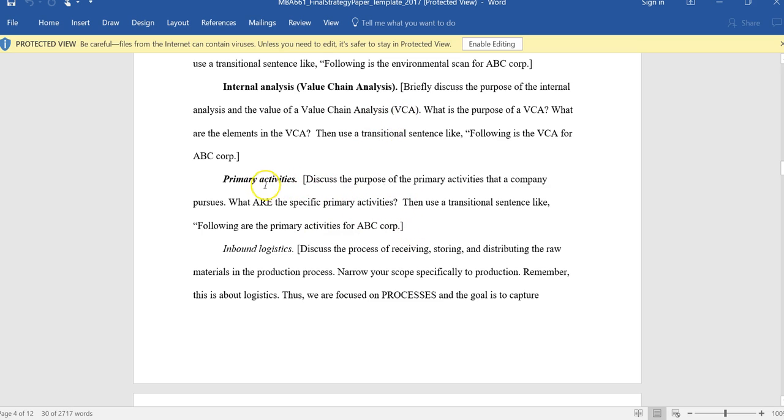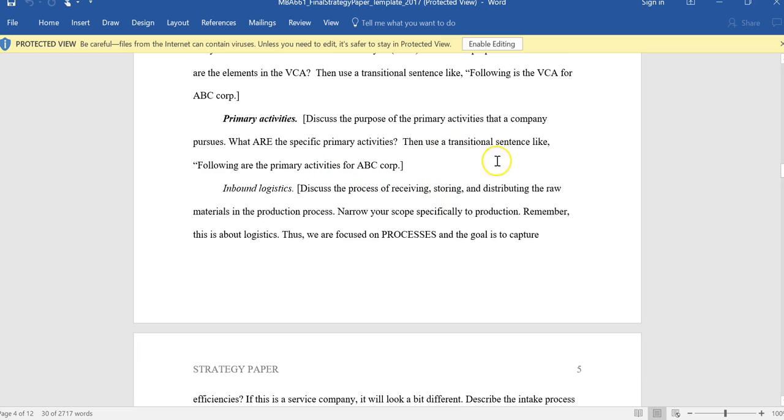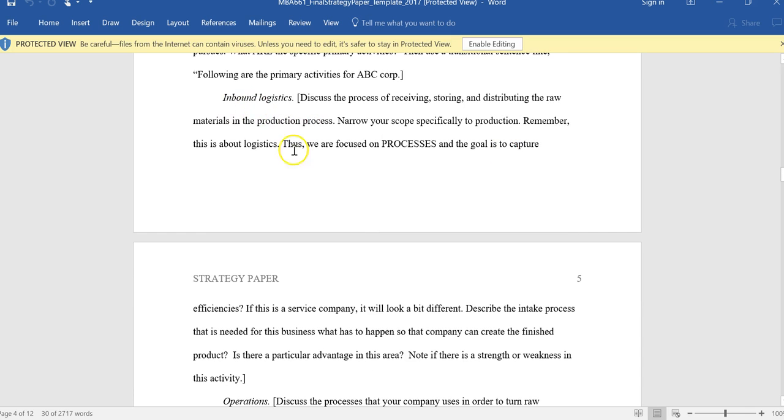right? So primary activities are those activities that specifically or indirectly create value. Primary activities include, what are the primary activities? What are they? So go in and talk about them. And then say, following are the primary activities for ABC Corp. Now you can start to talk about your company. So now we're going to go in and talk about inbound logistics.